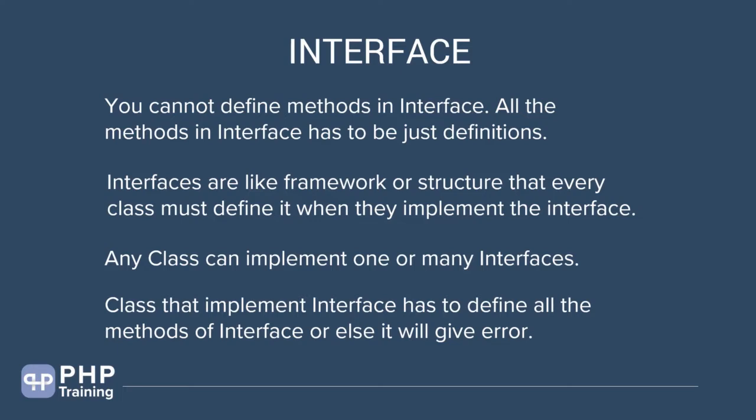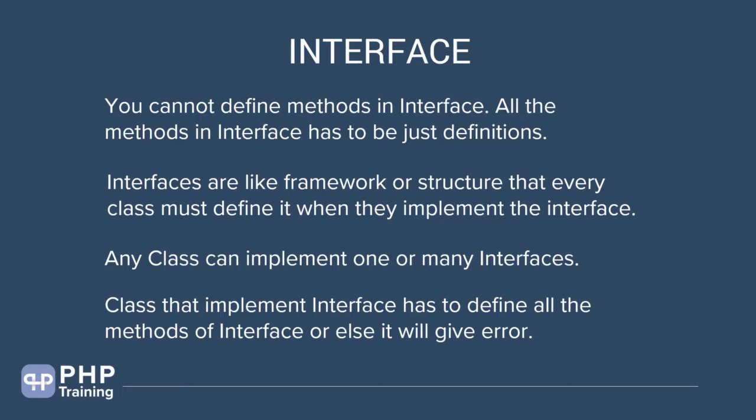A class that implements an interface has to define all the methods of the interface or else it will give an error. This has to be very clear. When an interface says I have three method definitions, and a class implements that interface, then all those three definitions provided in the interface have to be implemented by that class. Understand this concept very well, because interface is a very important concept in OOPS. It also helps you organize your programming structure very nicely.